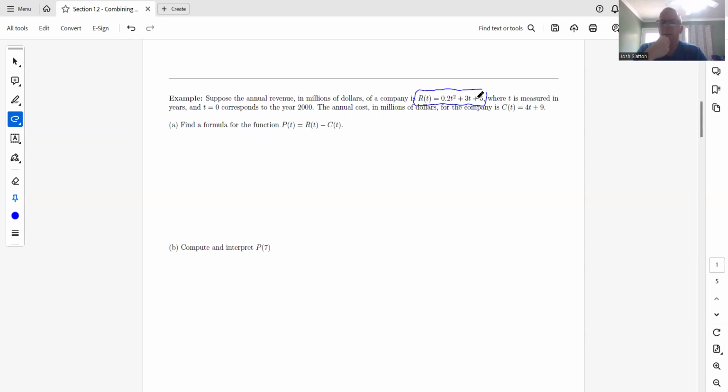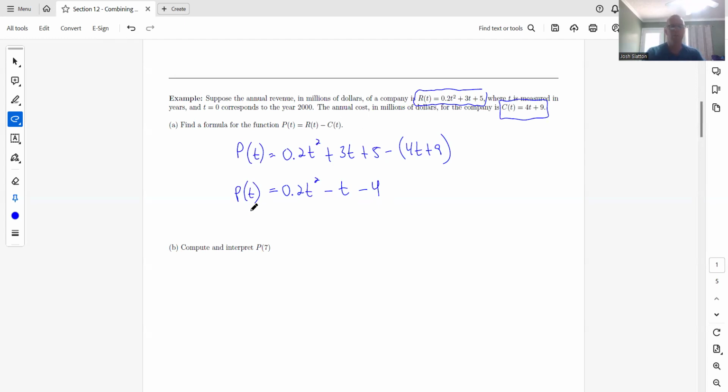Annual cost is C of t equals 4t plus 9. So we have this. And so P of t, and this would be the profit, is revenue minus cost. So we're just going to subtract these two. And it's pretty basic algebra here. The only thing that could mess you up is messing up with the minus sign. So we have 0.2t squared. So combine our like terms, 3t minus 4t will give us a minus t. 5 minus 9 will give us a minus 4. So that is our profit function.